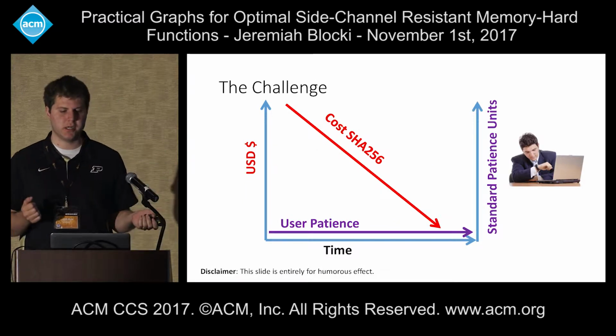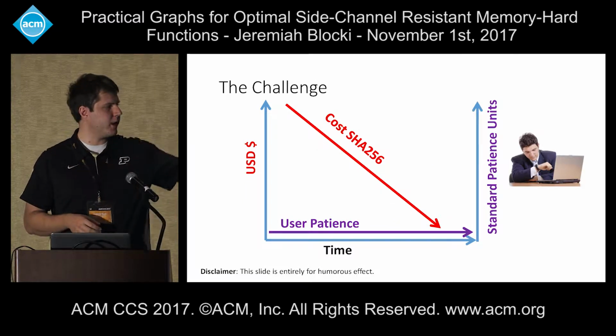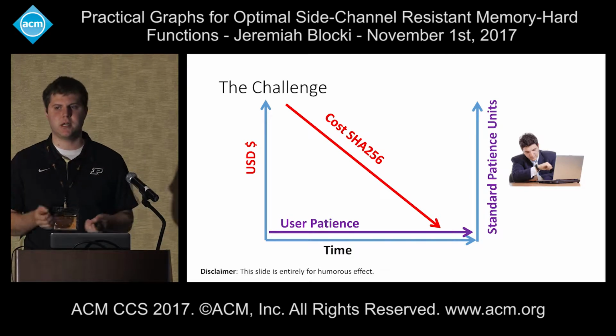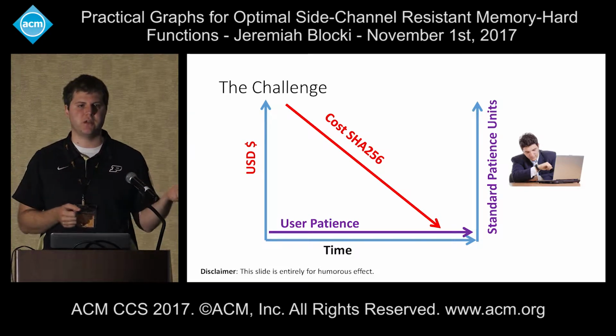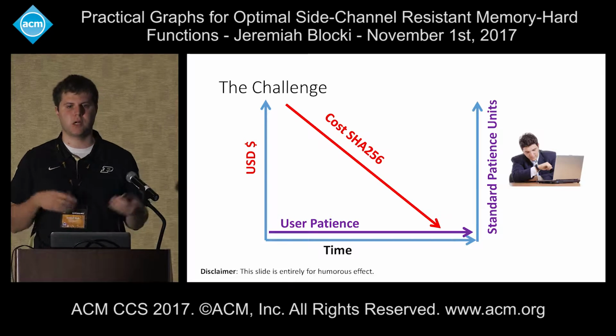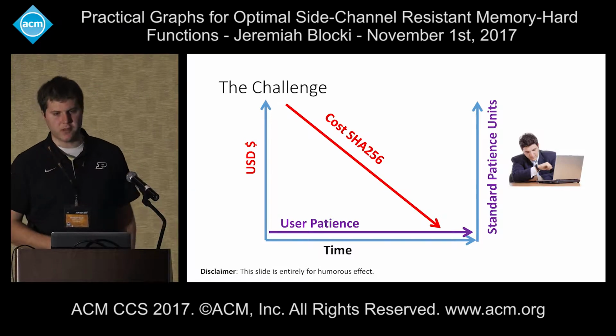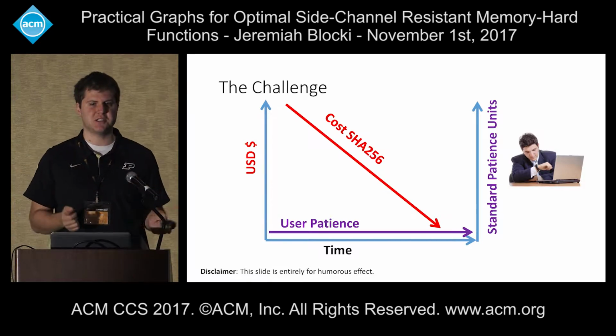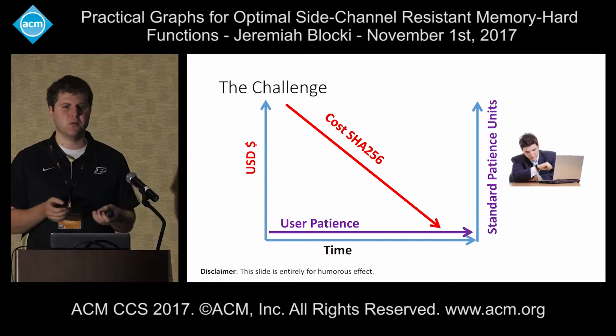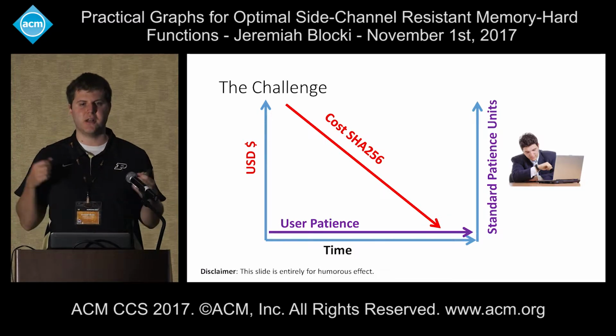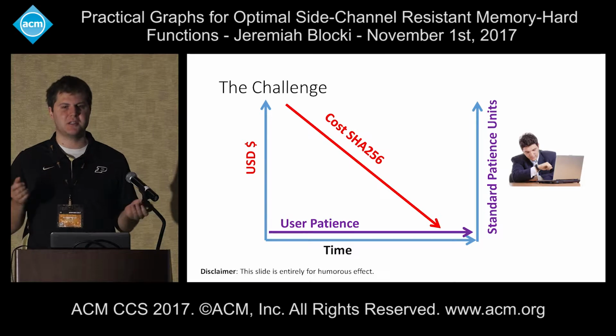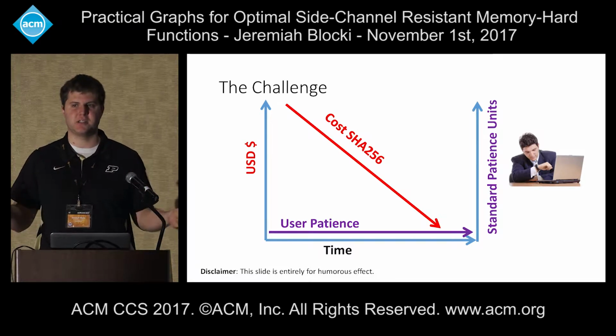The real challenge here is that on the one hand, the cost to compute a cryptographic hash function like SHA-256 is steadily decreasing as hardware improves. On the other hand, user patience is not improving. A user is not willing to tolerate longer and longer authentication delays, which really bounds the number of times that we can iterate a hash function.